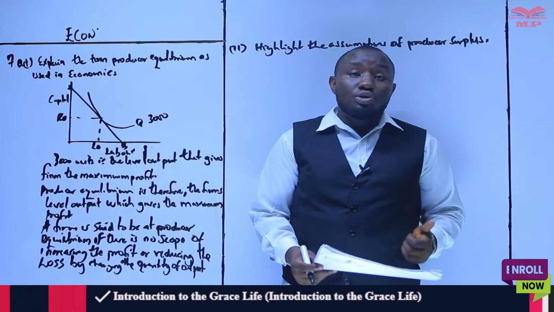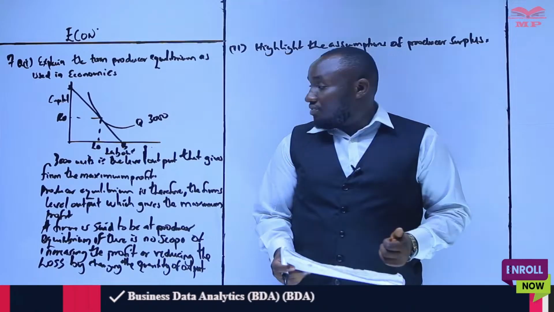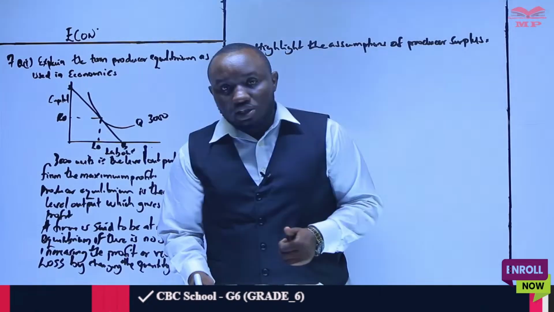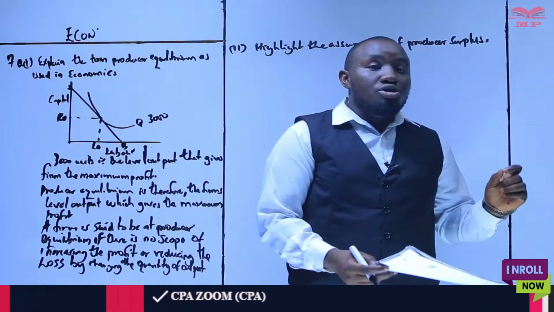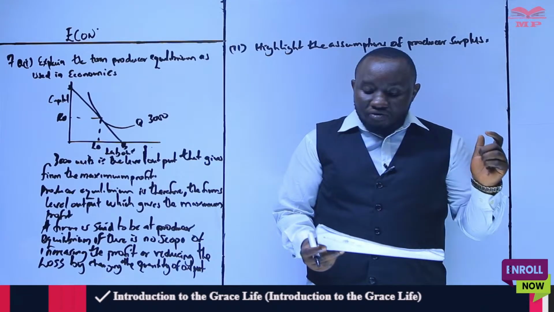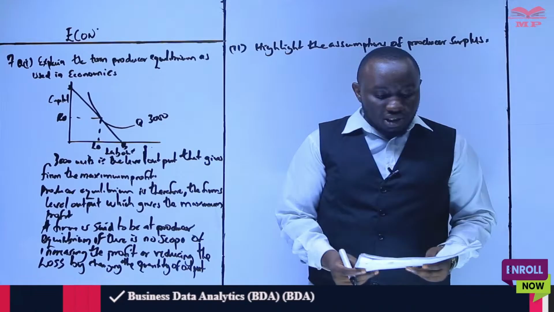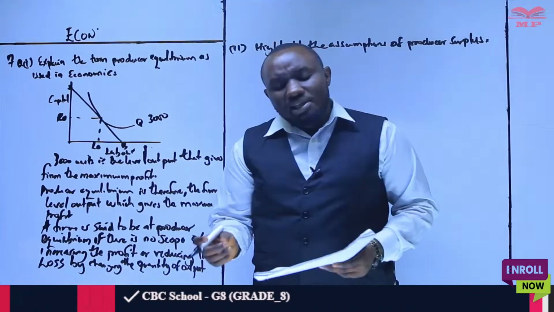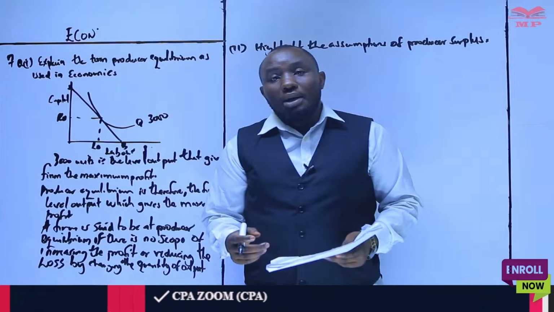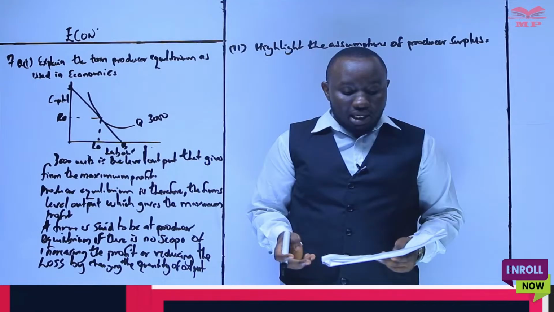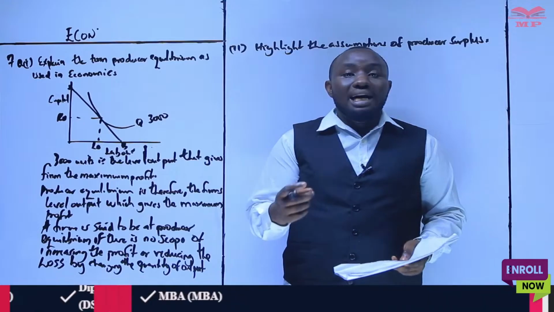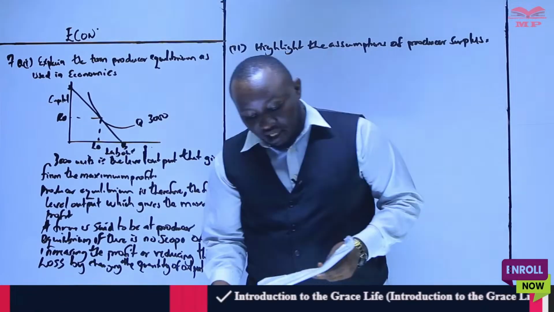So that is actually a benefit. If you're to draw, that is not of essence, but you can particularly have questions that will tell you to define a producer surplus and highlight 5 assumptions of the producer surplus. When you look at those assumptions, one, we talk about producer is assumed to be rational. Basically, a producer is aiming to maximize profit, and we know that we maximize profit where MR is equal to MC.